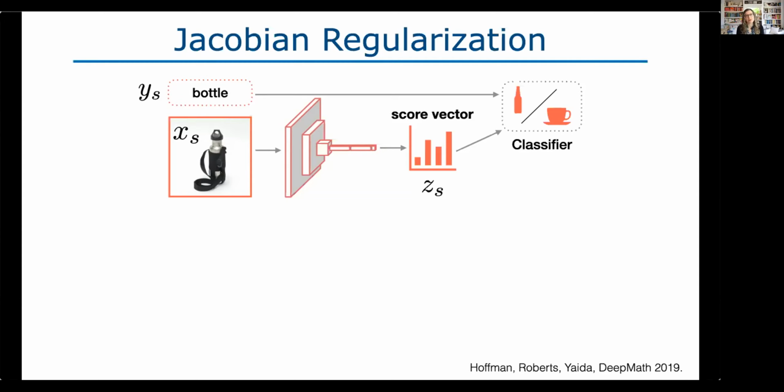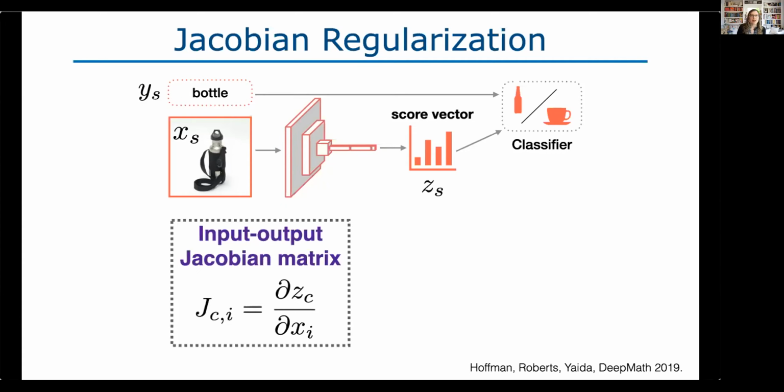The way that this works is we start out with a standard supervised learning model. Here we have an initial training data point together with a label. We can train a classifier, and this gives us a particular output score vector. Now, we can compute the input-output Jacobian matrix, the derivative of this output score vector with respect to the input, meaning the image in this case. Intuitively, all it's saying is how much does the output vector change in response to an input change.